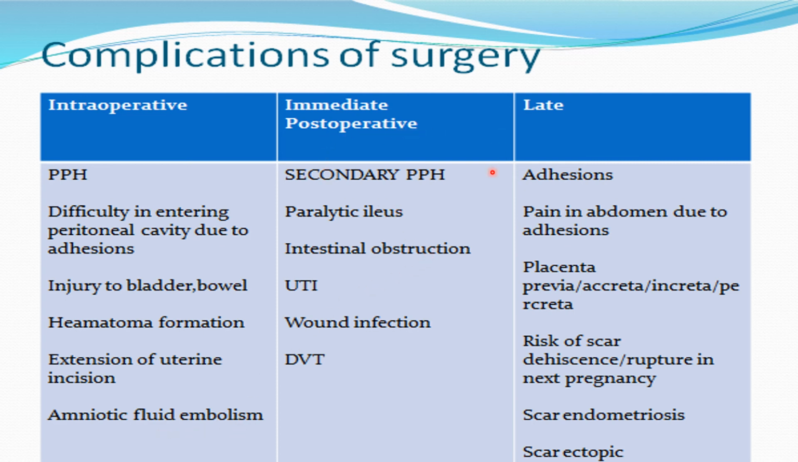Immediate postoperative complications include secondary postpartum hemorrhage, paralytic ileus, intestinal obstruction, urinary tract infection, wound infection, or deep venous thrombosis. The late complications include adhesions, pain in abdomen due to adhesions. Then in the next pregnancy, she can develop placenta previa, accreta, increta or percreta. Then the risk of scar dehiscence or rupture in the next pregnancy increases. There is a chance of scar endometriosis or scar ectopic.